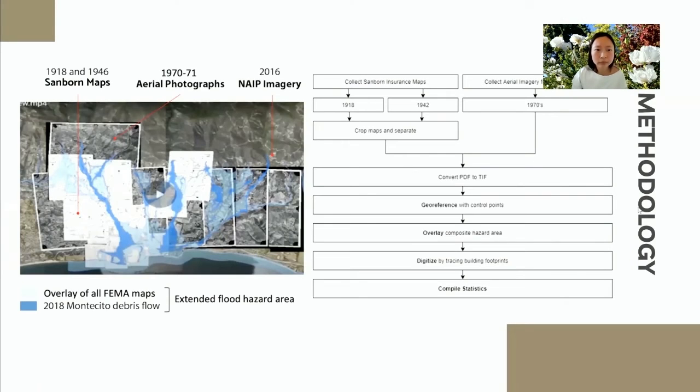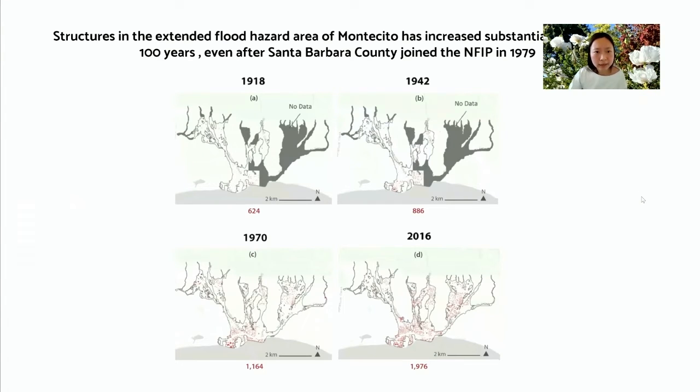Our methodology included georectifying and digitizing Sanborn maps, aerial photographs, and NAIP imagery to compare structural density and numbers at different historical moments. And our results indicate that from 1918 to 2016, the density and number of structures has significantly increased through time within the extended flood hazard areas. And especially between 1970 and 2016, the number of structures almost doubled.